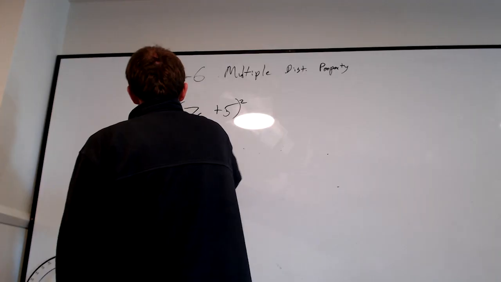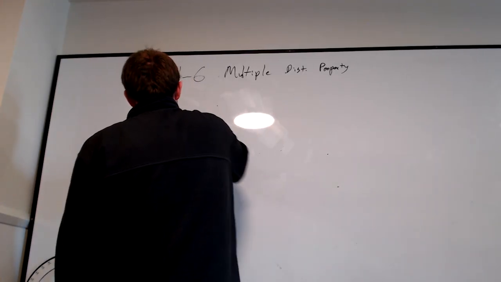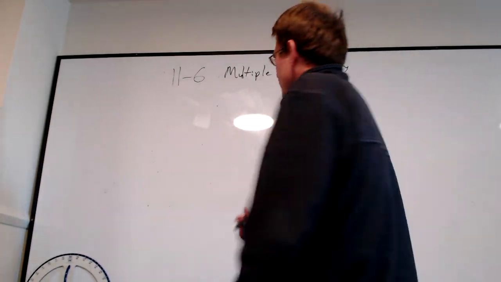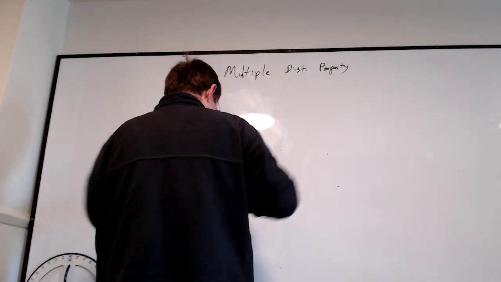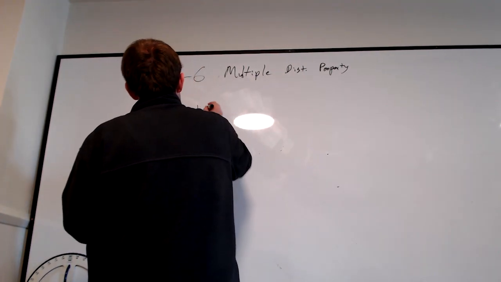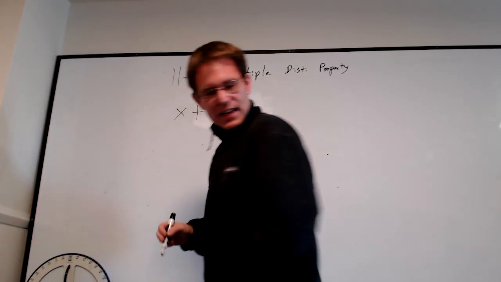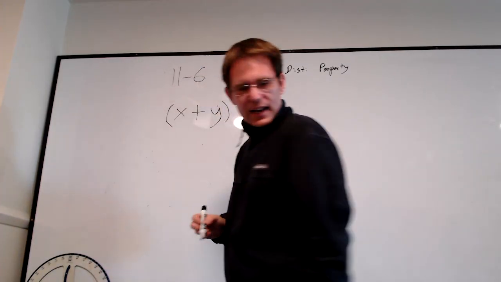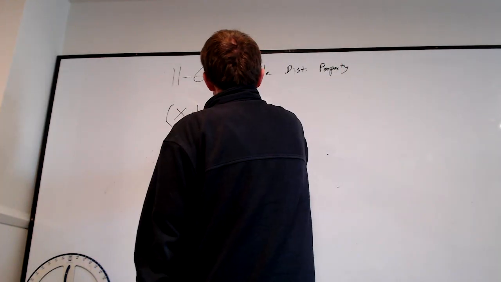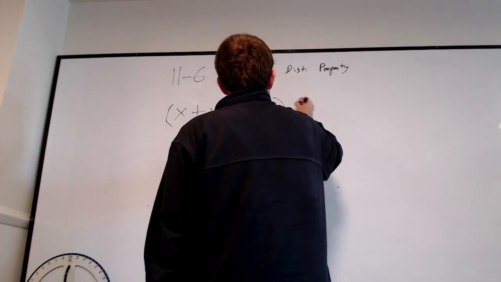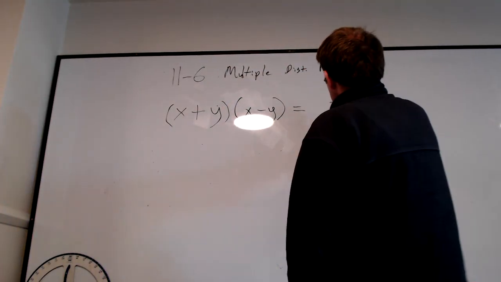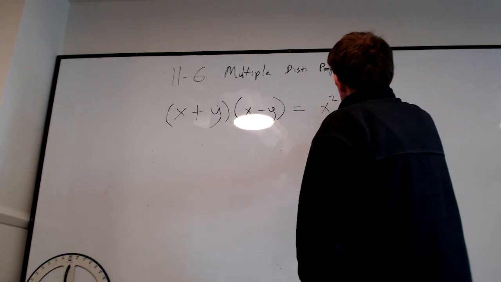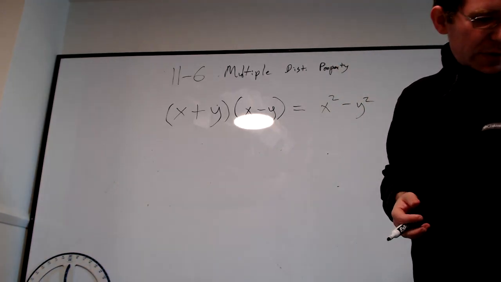Okay, now we're going to talk about another kind of shortcut. Another shortcut, the fourth way. So if we have x plus y times x minus y, that's always going to equal x squared minus y squared. So let's do an example.